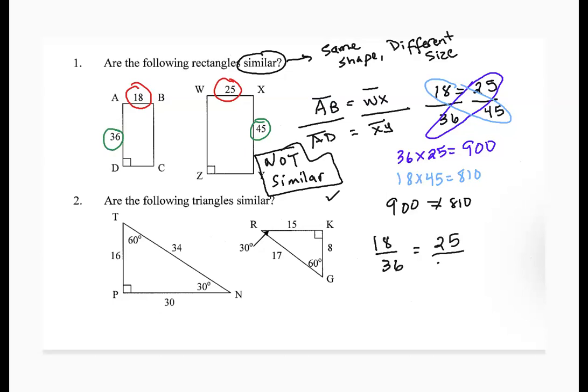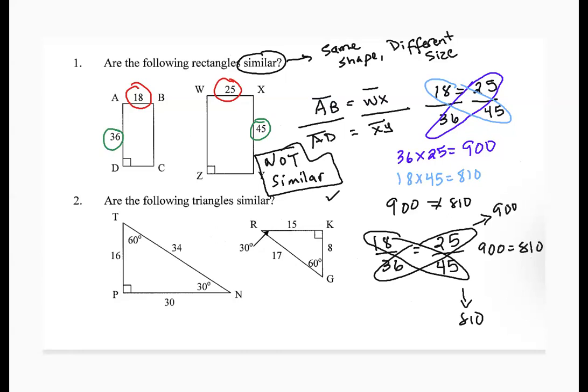I cross multiply. 18 times 45 on my calculator is 810. I multiply these here, 36 times 25, which is 900. It still gives you the fact that 900 does not equal 810. So we know those are not similar. Okay? Understood? All right. Let's go on to the next one.